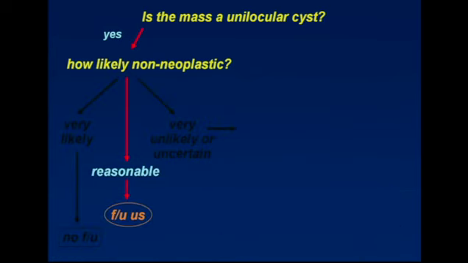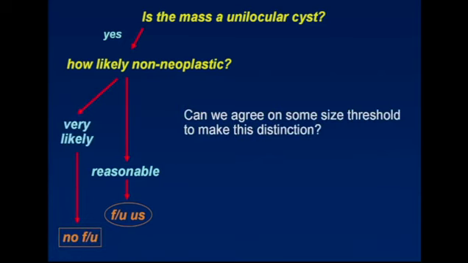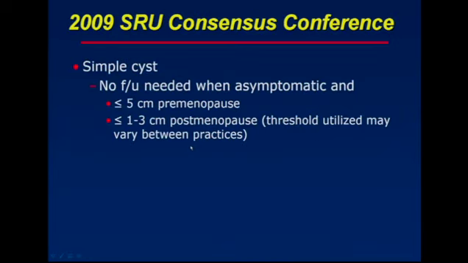In other patients where we're not sure whether we're dealing with a non-neoplastic cyst, but we think we probably are, we'll probably want to get a follow-up ultrasound to help us make that determination. So the important thing to try to do is distinguish when we're going to take this approach, where we're not going to get follow-up, and when we're going to take this approach, where we are going to get follow-up. Can we agree on some size threshold to help make that distinction?